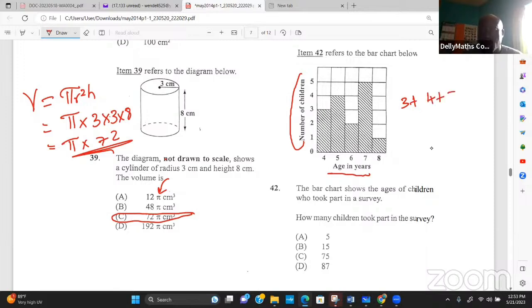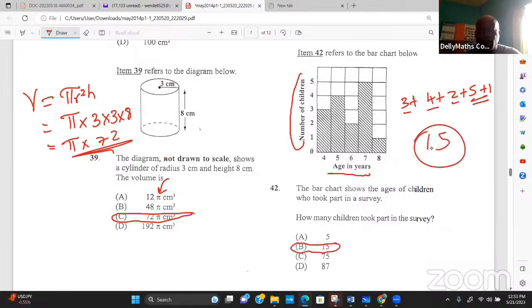6-year-olds, I have 2. 7-year-olds, I have 5. 8-year-olds, I have 1. So I want you to interpret. This is their age, and then the number of them at that age. So we need to add these numbers up. 3 plus 4 is 7, plus 2 is 9, and 9 and 6 will give me 15. So there it is, we have 15 of them we're dealing with right now. The answer right there is 15.